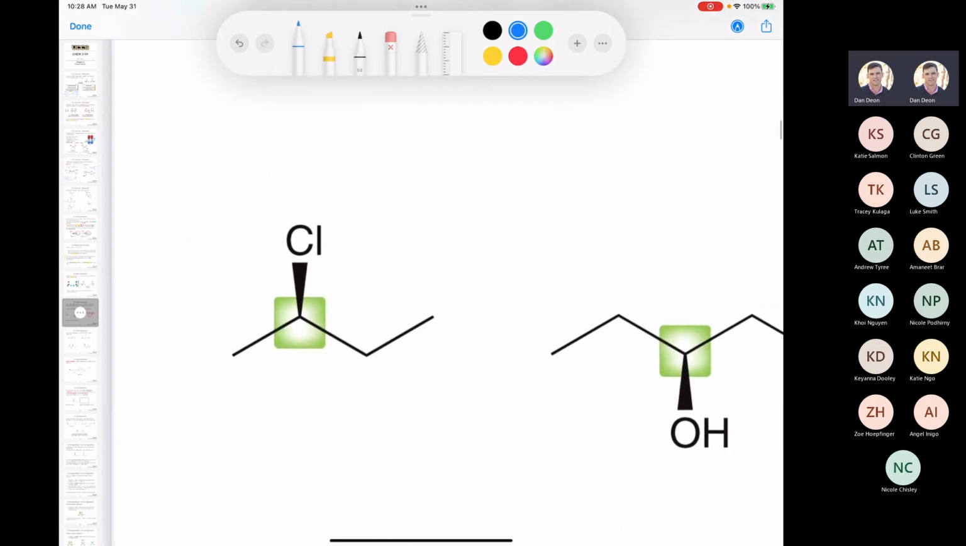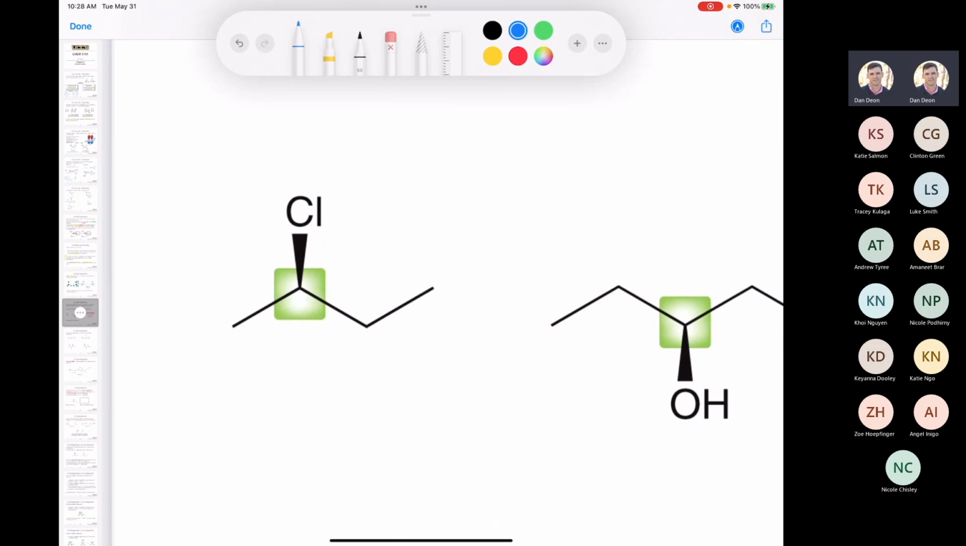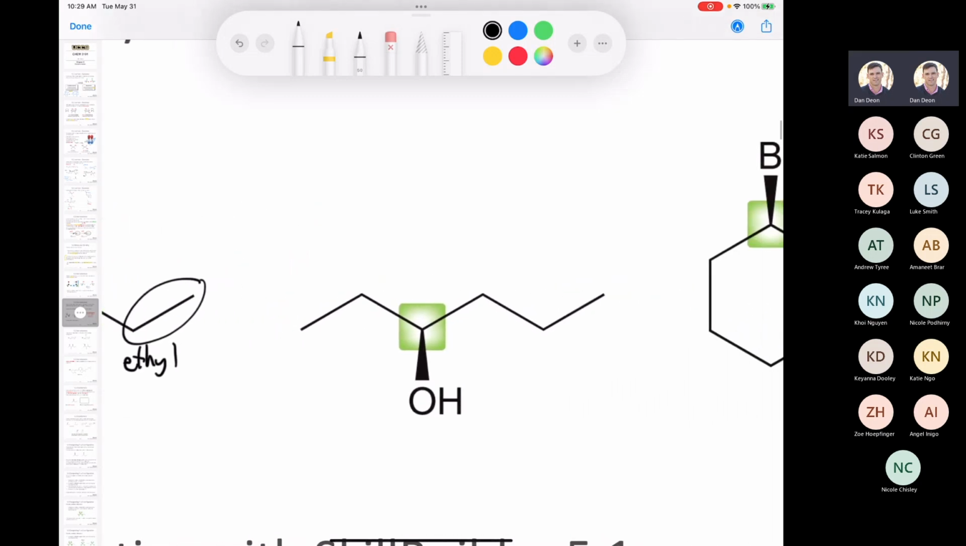Let's look at this molecule here. We have a carbon highlighted in green. Why is that a chiral center? Because the carbon is attached to 4 groups. You've got the chlorine, you've got the hydrogen, which is going in back, you've got a methyl group over here, and then you have an ethyl group here. That counts as 4 different groups: a hydrogen, a chlorine, a methyl, and an ethyl. All 4 of those are different. Let's go to the next one.